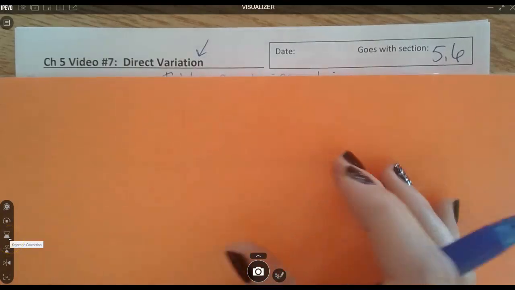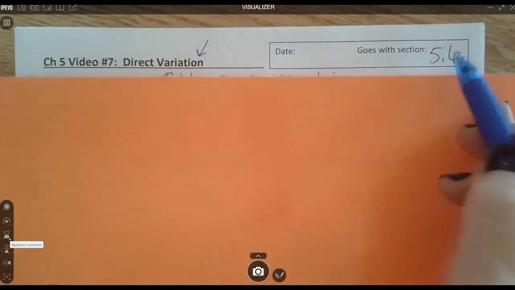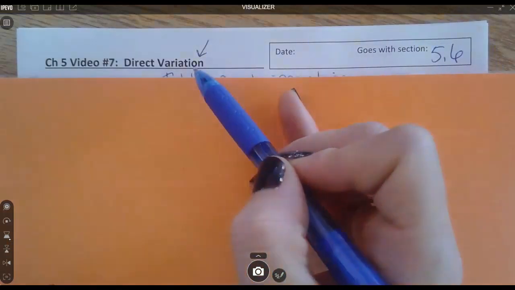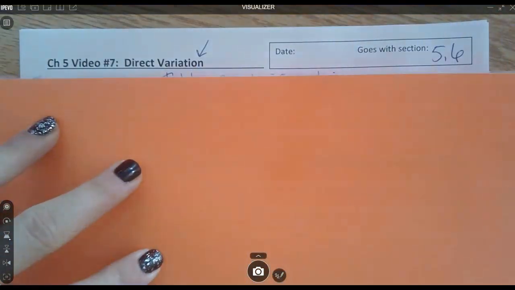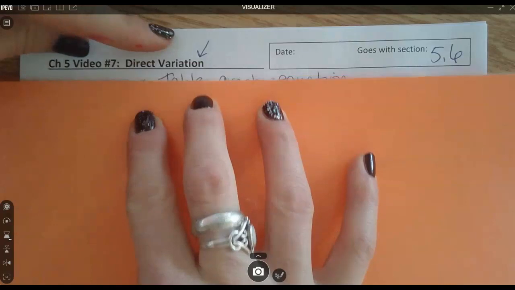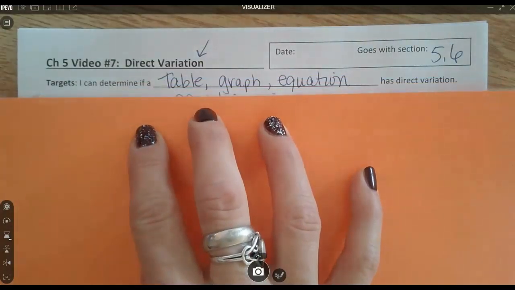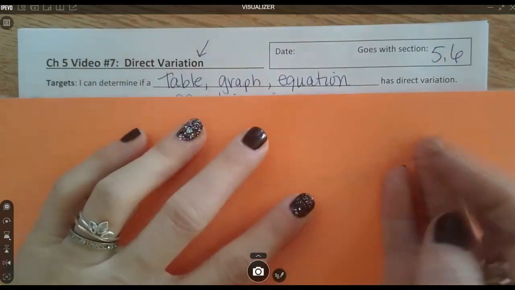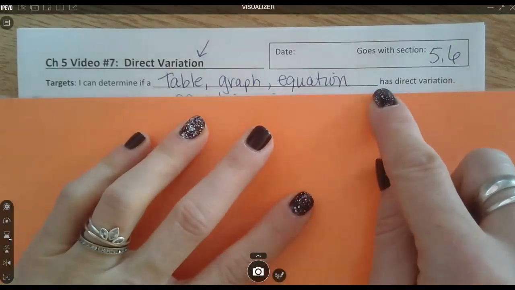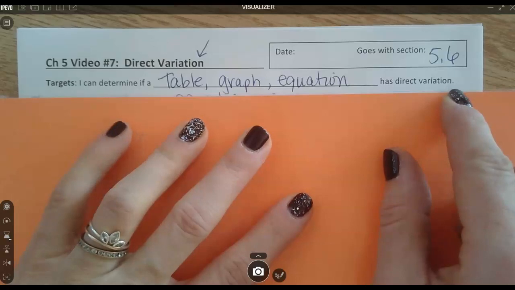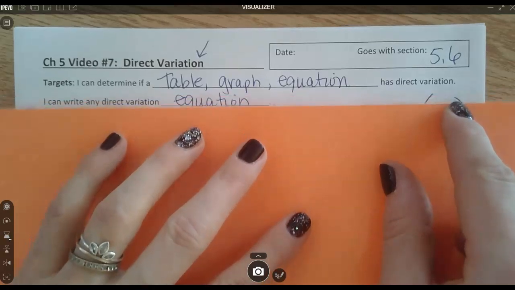Okay, this is video 7 for chapter 5, goes with section 5.6, and it's all about direct variation, which you'll see is something we've actually talked about a lot already so far in this chapter. So our targets are we can determine if a table, graph, equation, even a story problem, if that relationship is direct variation or shows direct variation.